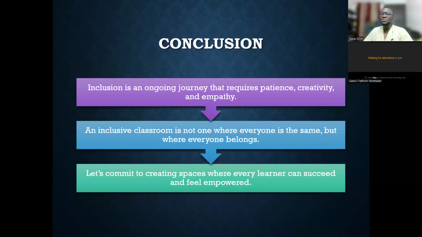An inclusive classroom is not one where everyone is the same, but where everyone belongs. Belongingness is the key word here. There are not two similar students in the classroom. Each one of them has specificities, particularities. But if they all feel that belongingness in the classroom, that's when we can talk about an inclusive classroom.